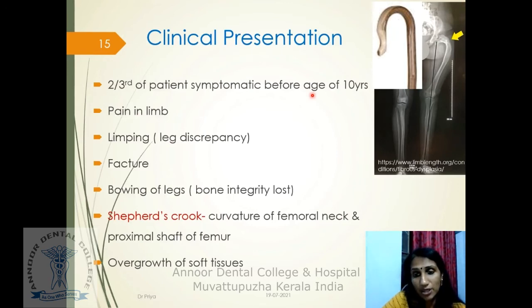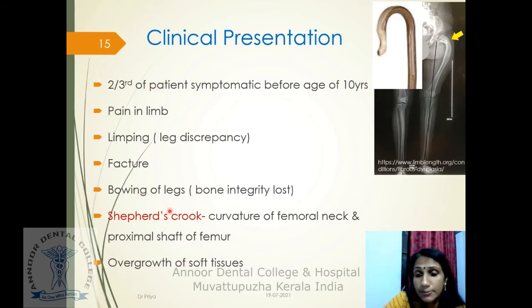That means they will have pain or tenderness, mainly in the limb area. There will be limping because the bone that is developed in the limbs is not proper. There is leg discrepancy, where one leg will be shorter than the other. The bone that is formed is not good quality bone, so there will be fractures of the bone. Bowing of the legs can occur because the bone in the legs is not good bone. The weight which falls on the feet is going to bend the leg. The integrity of the bone is lost and it leads to bending of the leg.